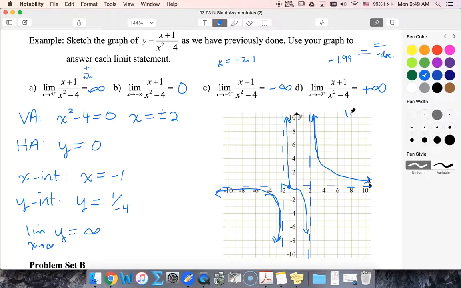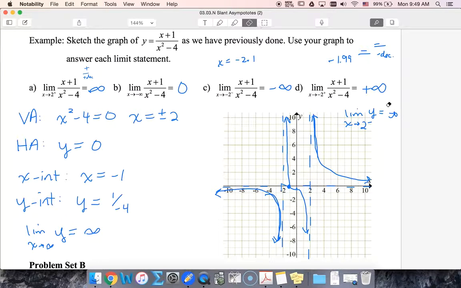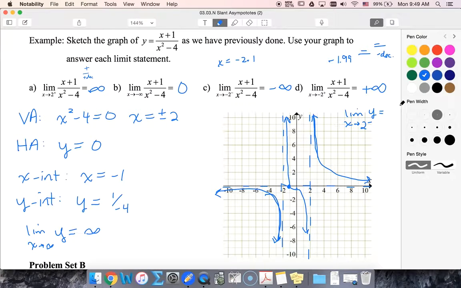So this one was negative infinity. I suspect that my limit as x goes towards positive 2 from the left side should be negative infinity. So let's check that out. If I approached positive 2 from the left side, that would be like positive 1.99. So I would end up with a positive over a negative. A positive number over a small negative decimal would be negative infinity. So that does end up being true. So negative infinity.